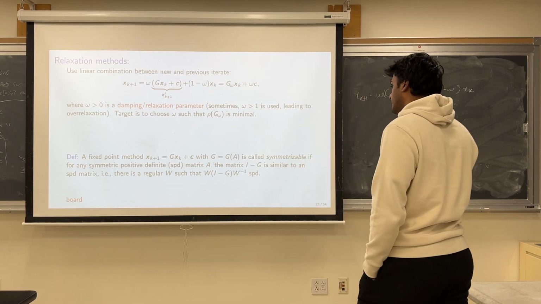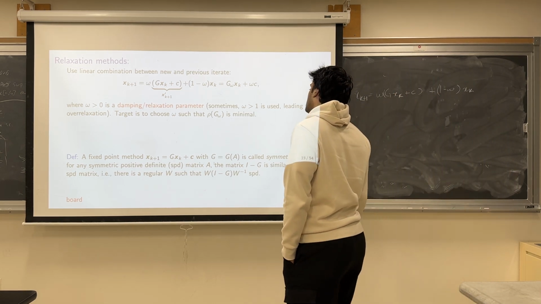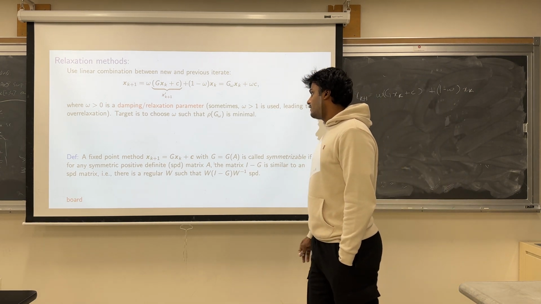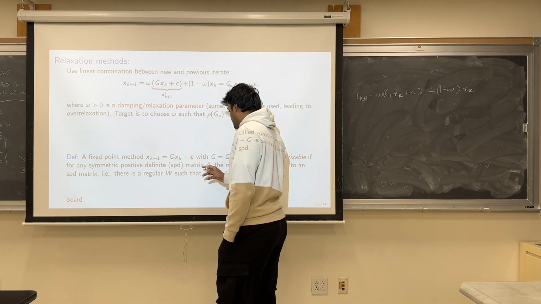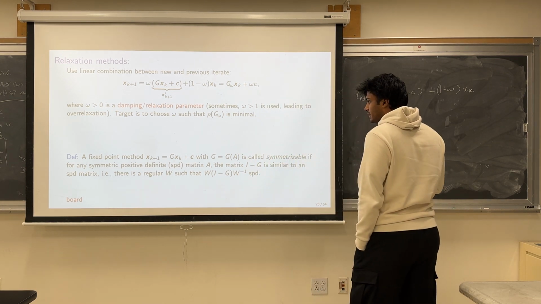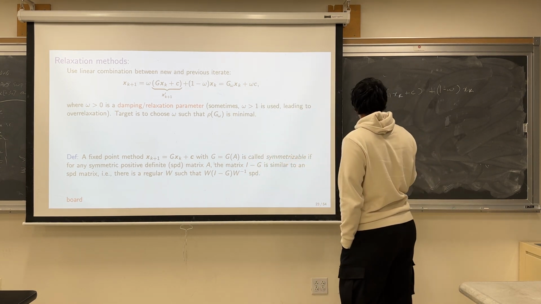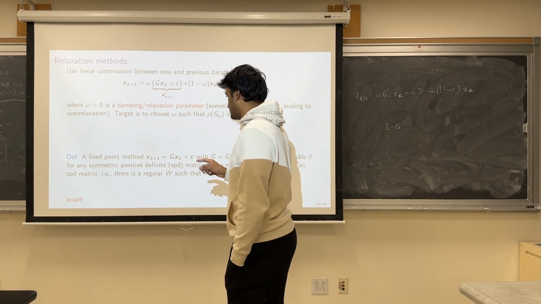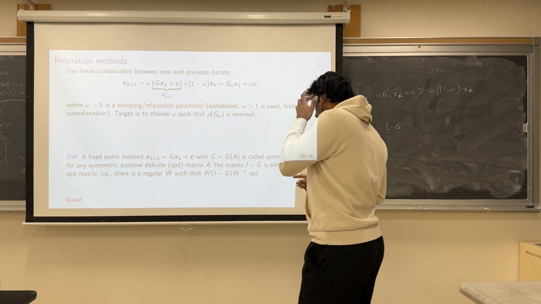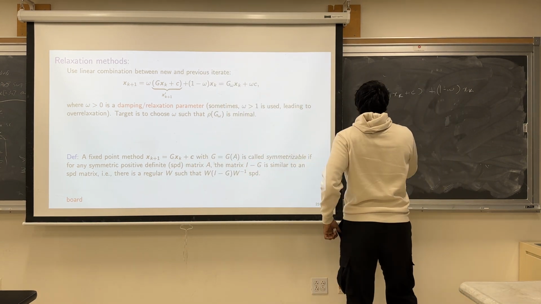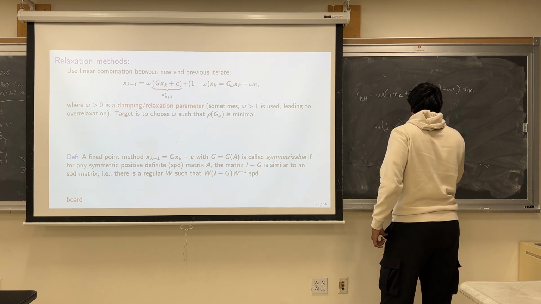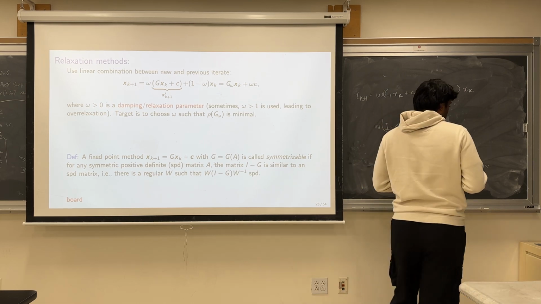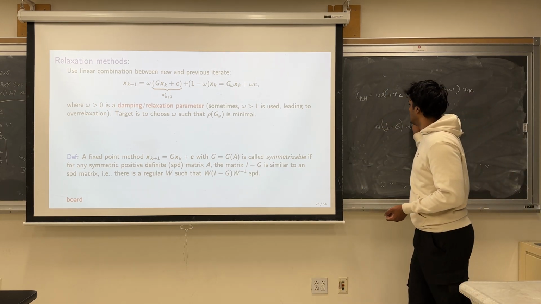Now a fixed point method is called symmetrizable if, for any symmetric positive definite matrix A, the matrix I minus G is similar to an SPD matrix. That is, there is a regular W such that W times I minus G times W inverse is SPD. Why is there a need for this? Let me see why there was a need for this.